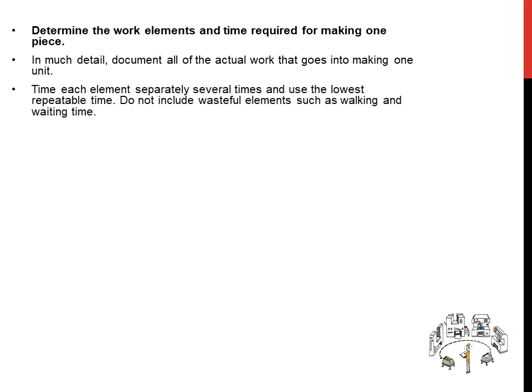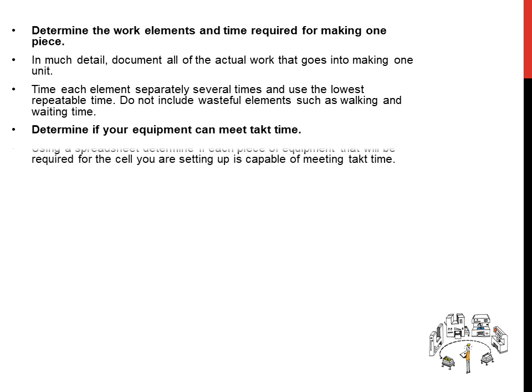The next step is to determine the work elements and time required for making one piece. In much detail, document all of the actual work that goes into making 1 unit. Time each element separately several times and use the lowest repeatable time. Do not include wasteful elements such as walking and waiting time. Determine if your equipment can meet takt time. Using a spreadsheet, determine if each piece of equipment that will be required for the cell you are setting up is capable of meeting takt time.